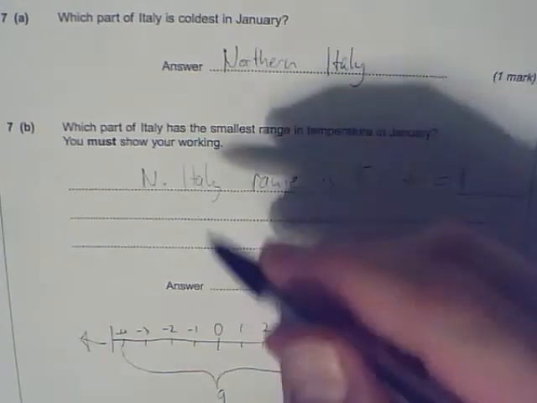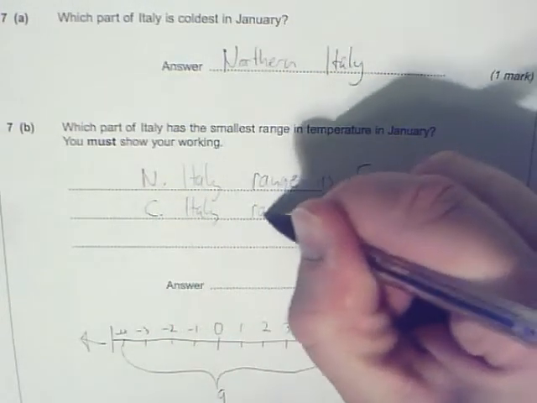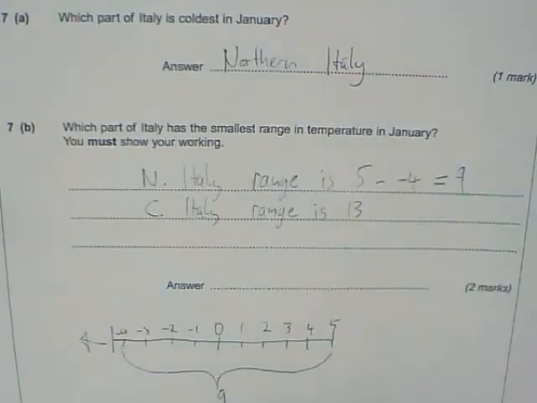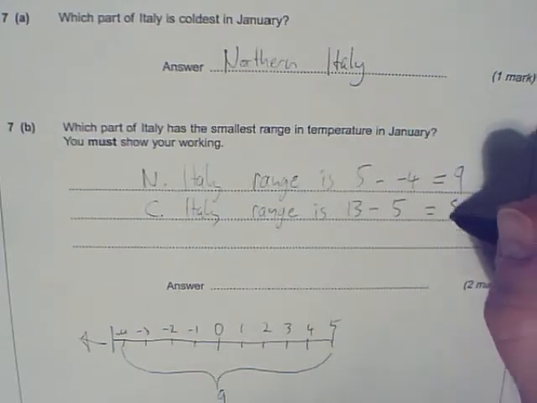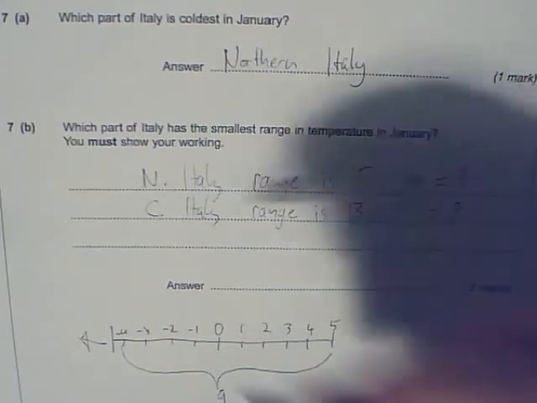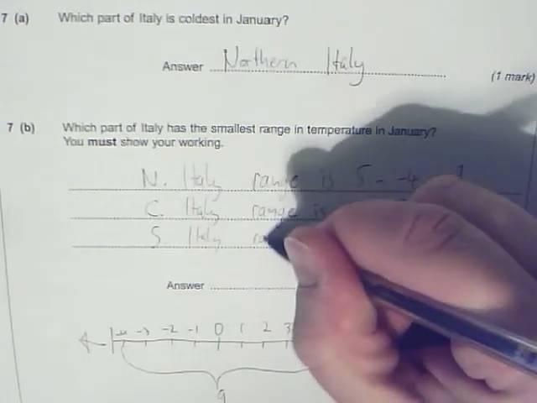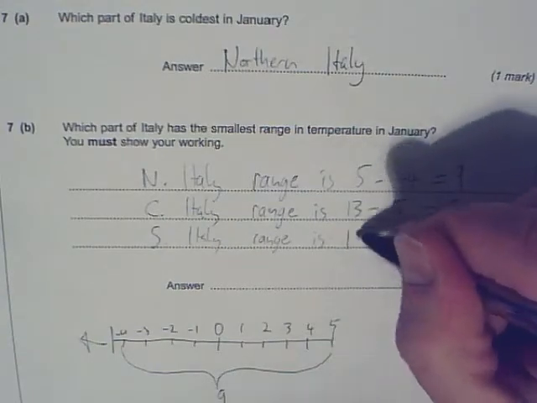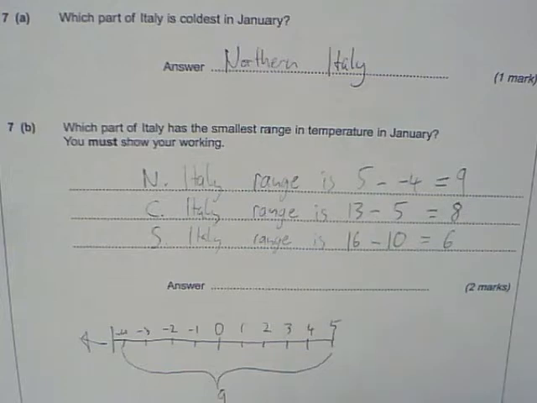Okay, my central Italy range is 13, the maximum temperature, take away 5, which gives me 8. And my range in southern Italy: the highest temperature is 16, take away my lowest temperature, which is 10, gives me 6.